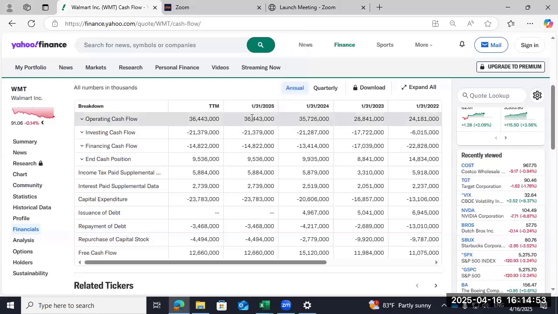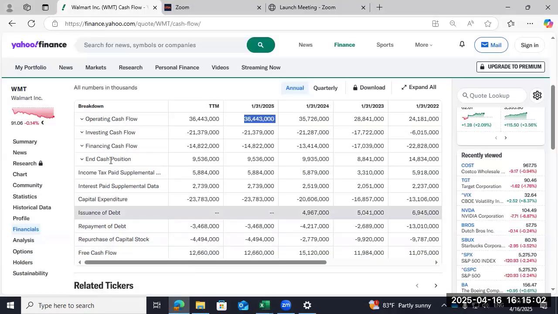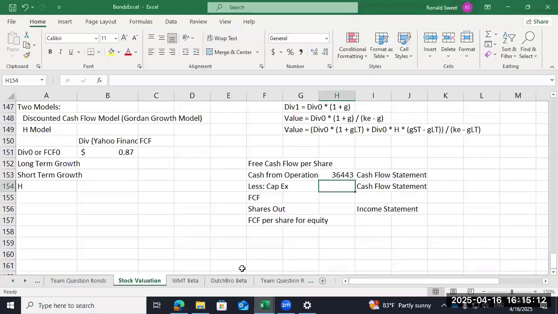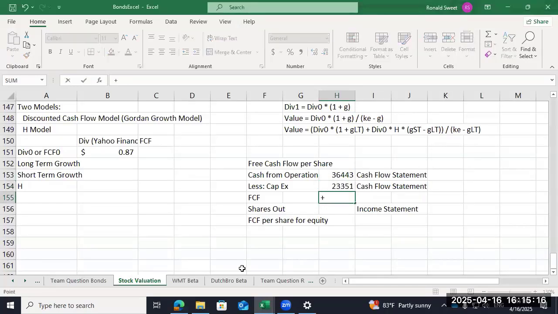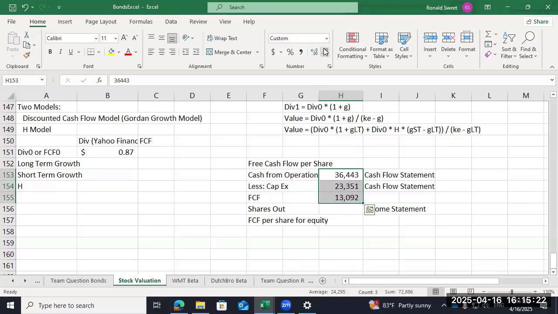So their operating cash flow is 36,443,000,000. Their CapEx, remember, it's under investing cash flows, and you're looking for that PP&E one. And that's 23,351. So their free cash flow is cash from operations minus CapEx. So their free cash flow is 13 billion.